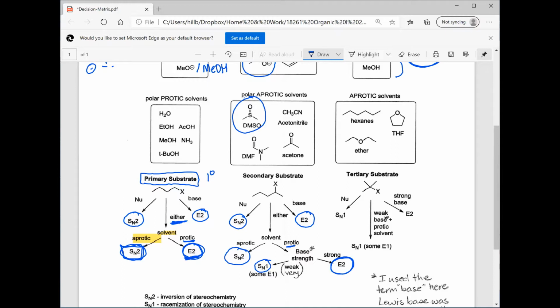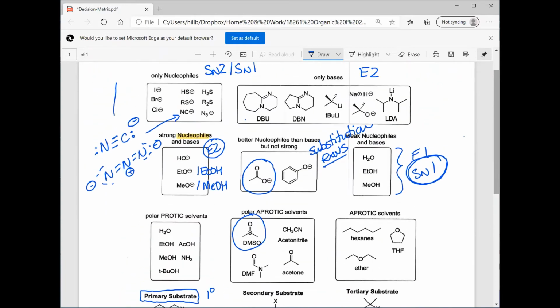And last but not least, tertiary. If you've got a nucleophile, it has to be SN1 because the SN2 is impossible. If it's a strong base, E2. And then weak bases, you might get some SN1. So weak bases would be something along right here, this little part of the chart here.